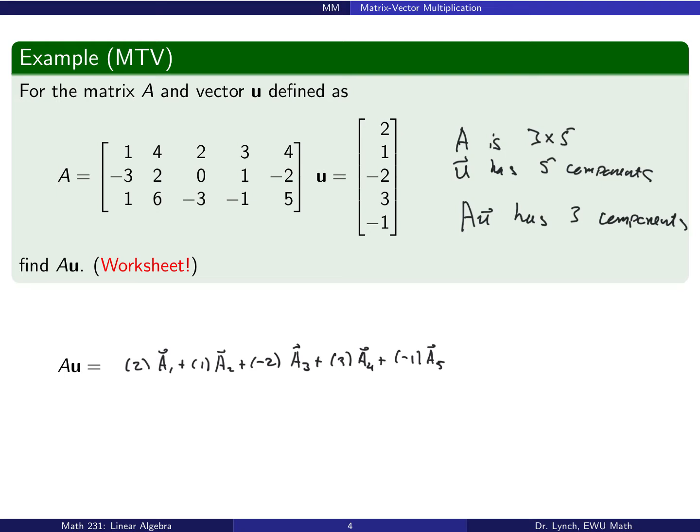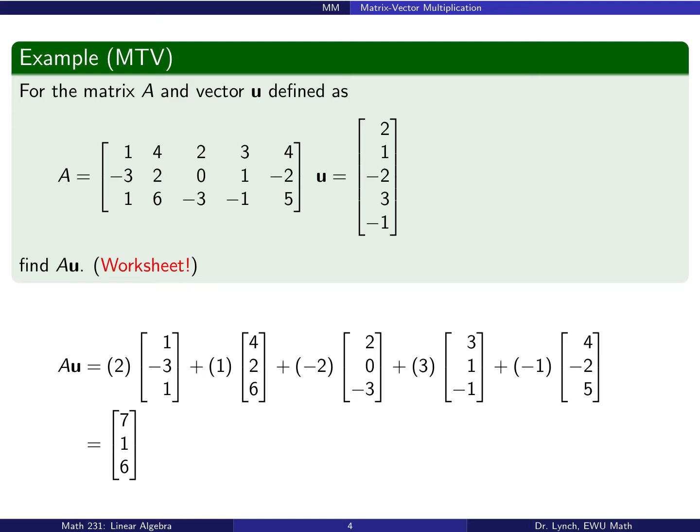Okay, so doing this linear combination isn't so bad, right? We can just substitute in the columns of A, the scalars from the vector U, crank it out, and here's what you should get. If you work this on the worksheet, you should get 716.